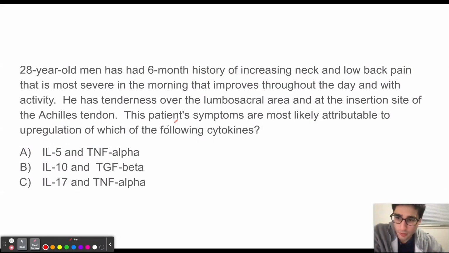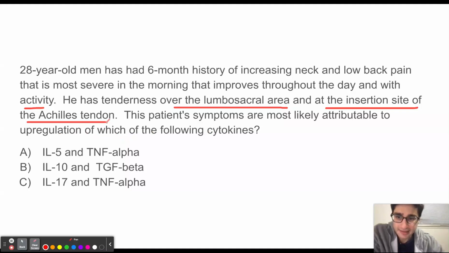Now, let's do the second question. A 20-year-old man has had a 6-month history of increasing neck and low back pain that is most severe in the morning and improves throughout the day with activity. He has tenderness over the lumbosacral area and at the insertion site of the Achilles tendon. This patient's symptoms are most likely attributable to upregulation of which of the following cytokines?